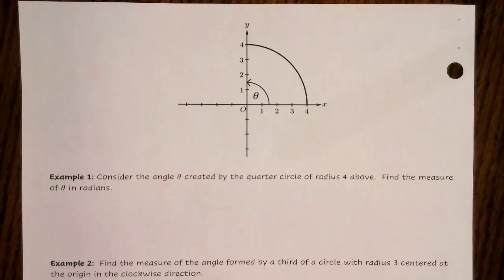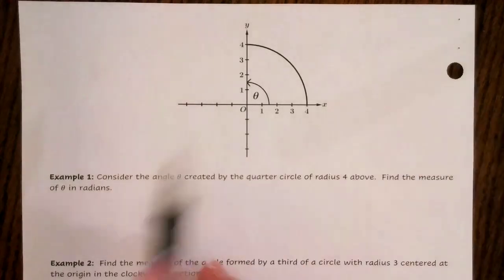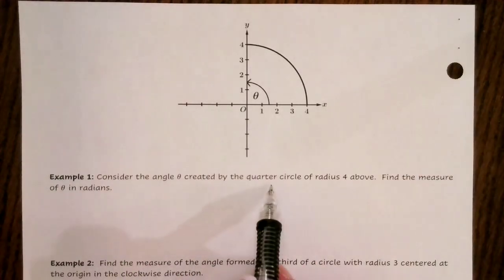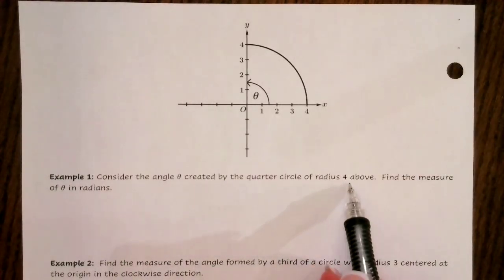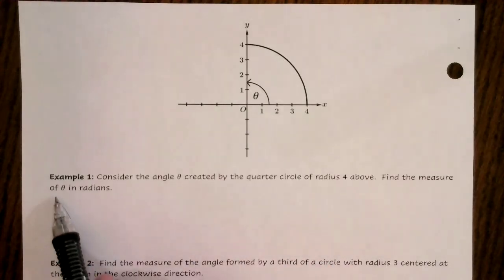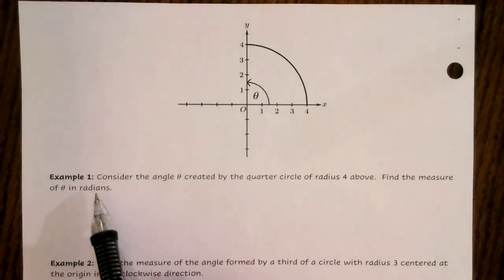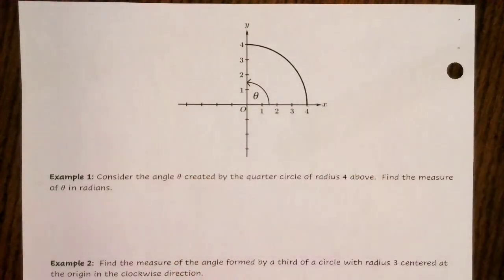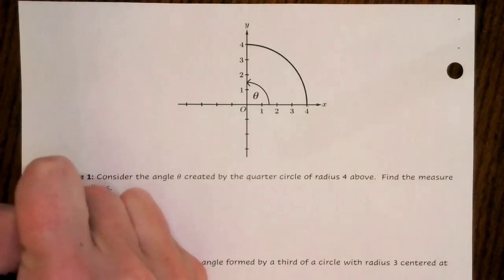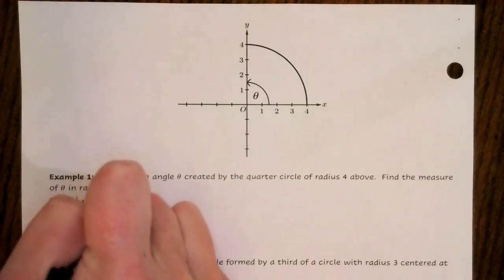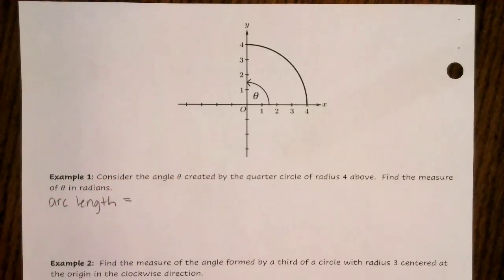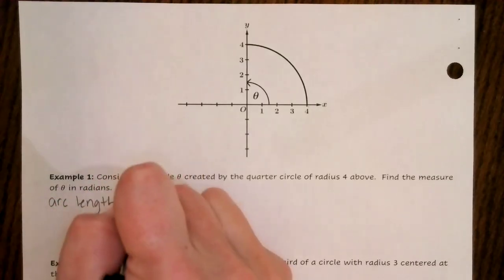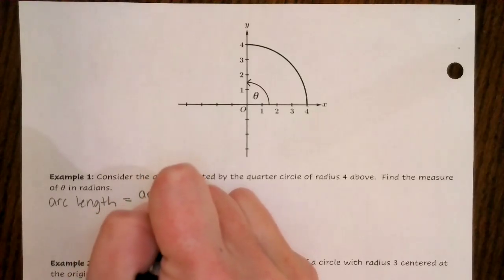Right, so to continue to introduce you to radians here, we've got this figure. It says, consider the angle theta created by the quarter circle of radius 4 above. Find the measure of theta in radians. And so we've got this quarter circle right here, and we want this measurement. So I'm going to start by finding the arc length. And so I'm going to do the arc length of the whole.